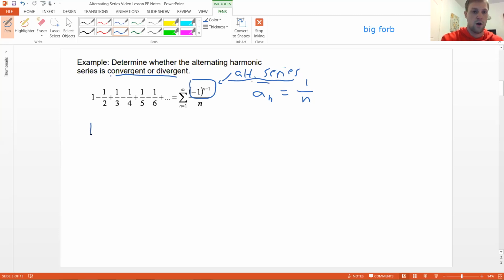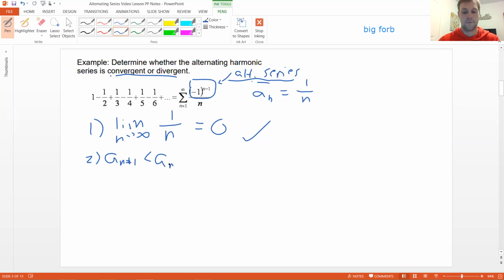Okay, so number 1, remember, we have to discuss the test for divergence. We have to say that the limit as n approaches infinity of my a sub n, so that's the piece without the alternating series part, equals 0. And that does, right? You can talk about it in terms of your end behavior rules or whatever, but that's obviously going to be reaching 0. But the other part that we have to show is that a sub n plus 1 is less than a sub n, so it's decreasing.